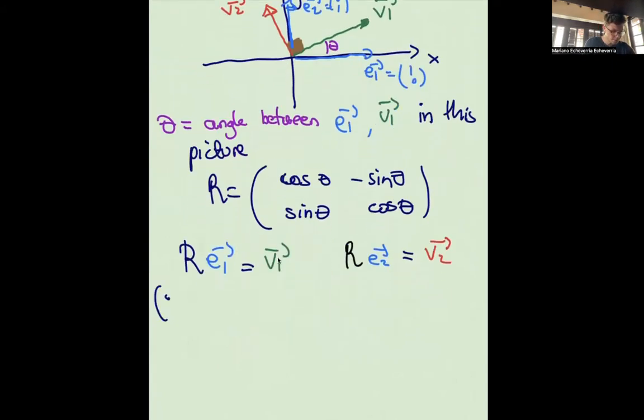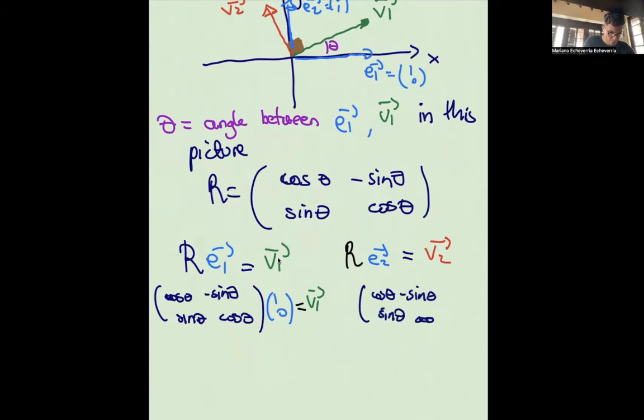This is cosine of theta, minus sine of theta, sine of theta, cosine of theta. And E1 is 1, 0. So this is actually going to give us a formula for V1 and V2. This is cosine of theta, minus sine of theta, sine of theta, cosine of theta, times 1, 0. And this is V2.